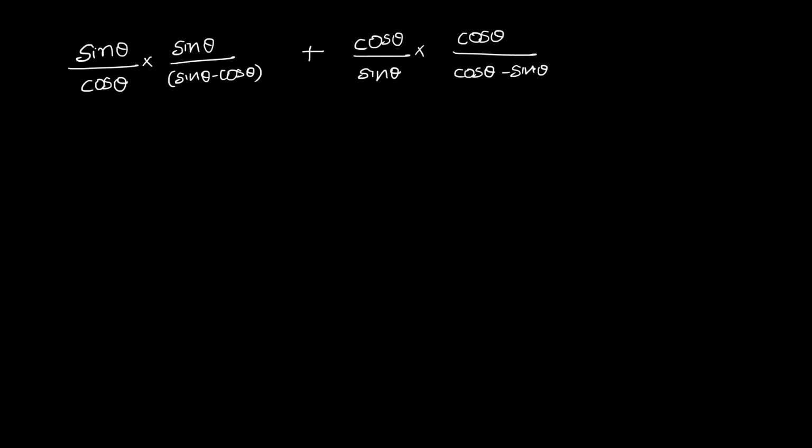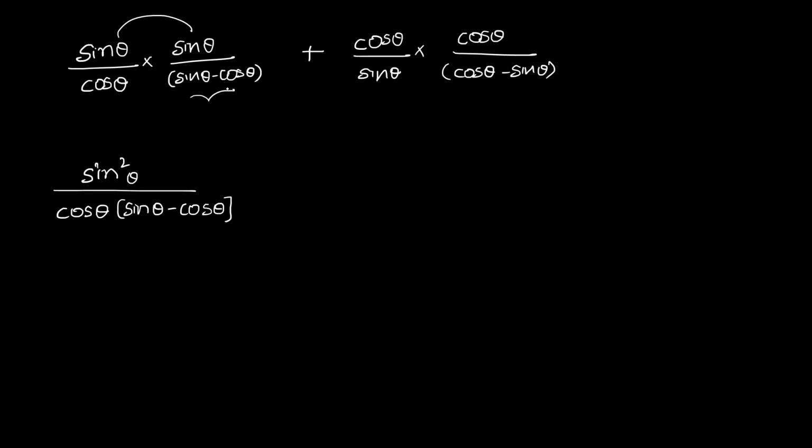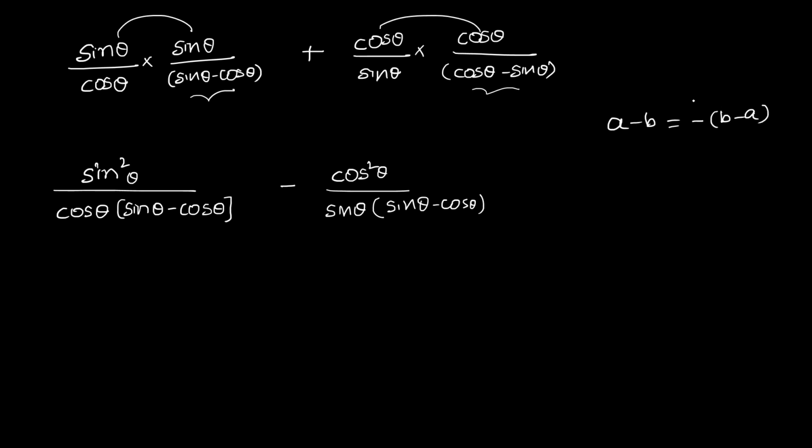And as I already told you, whenever an expression contains two terms, you should keep brackets for that. Now see here, sin into sin will become sin square by cos theta into sin theta minus cos theta. Now before solving the next term, see here the term is sin minus cos, here the term is cos minus sin. Whenever we have to take common of these terms, they should be the same. So that's why I am writing cos into cos, cos square by sin theta into, I'll take minus common and write it as sin theta minus cos theta, since a minus b can be written as minus of b minus a. Cos theta minus sin theta can be written as sin minus cos with this symbol.